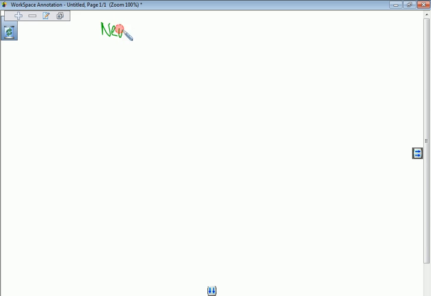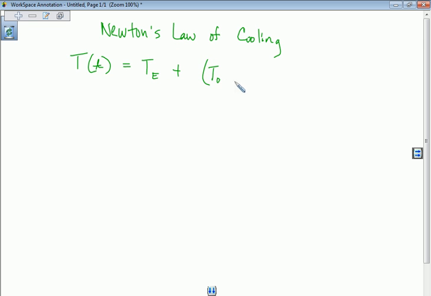Let's quickly revisit Newton's law of cooling. Okay, so here goes the formula. It looks like this. The temperature with respect to time is equal to the temperature of the environment plus the initial temperature minus the temperature of the environment, times e to the negative kt.